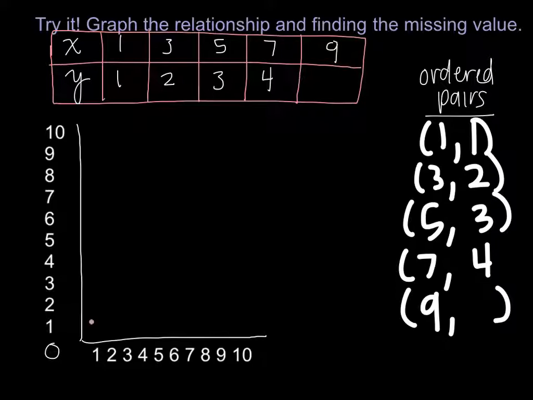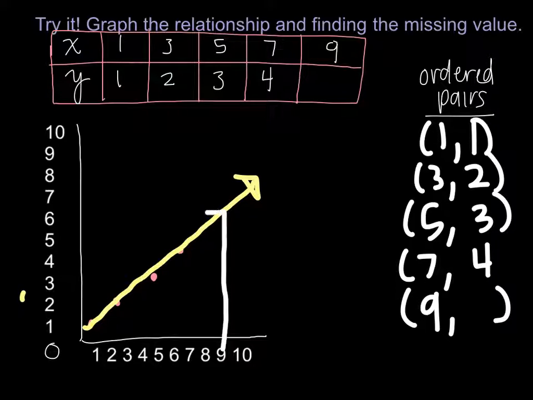1, 1 should be right about here. 3, 2, right about here. I think this is going to be a pretty flat line. Oops, let's try there. 5, 3, 7, so it looks like we skipped 6, 7, 4, and 9. I don't know yet. Let's draw our line. At 9, let's see if we can match this up. It looks like at 9 I have 6.